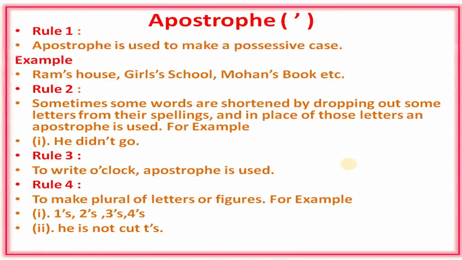Rule number 3. To write o'clock, an apostrophe is used. So for any clock writing, we can use the apostrophe. Rule number 4. To make plurals of letters or figures, for example, 1's, 2's, 3's, 4's, then also we can use the apostrophe.